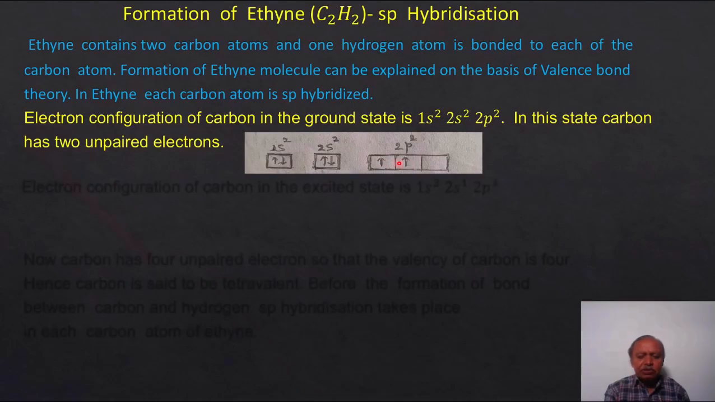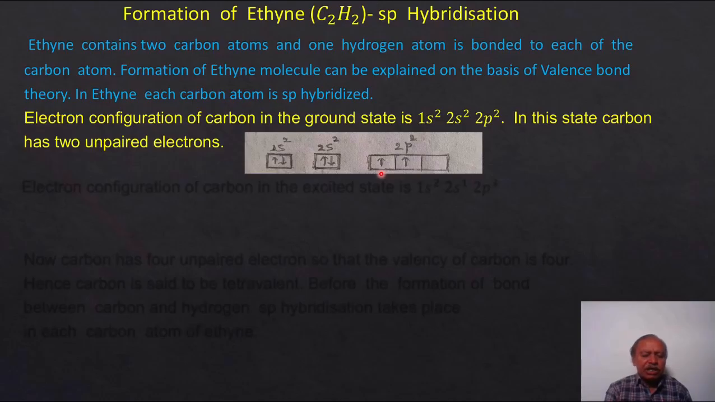There are 2 unpaired electrons in the 2p orbitals, because the filling of electrons in the 2p orbitals is according to Hund's rule. According to Hund's rule, no pairing of electrons will take place until each orbital gets 1 electron. So for that reason there are 2 unpaired electrons in the ground state of the carbon atom.